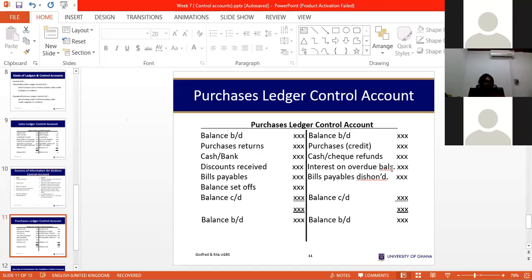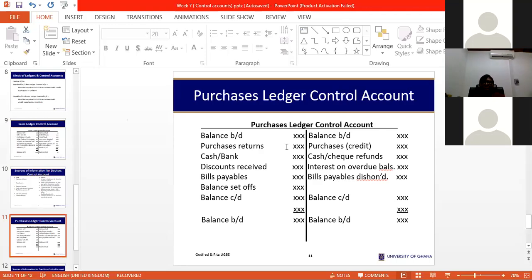Interest on overdue balance. So we are supposed to pay our suppliers. We haven't paid. After a while, if they decide to charge us interest, it would increase our liability to them. So we credit. If we give them some bills or some notes to go and collect later, it means we have not paid, so our liability must be increased.